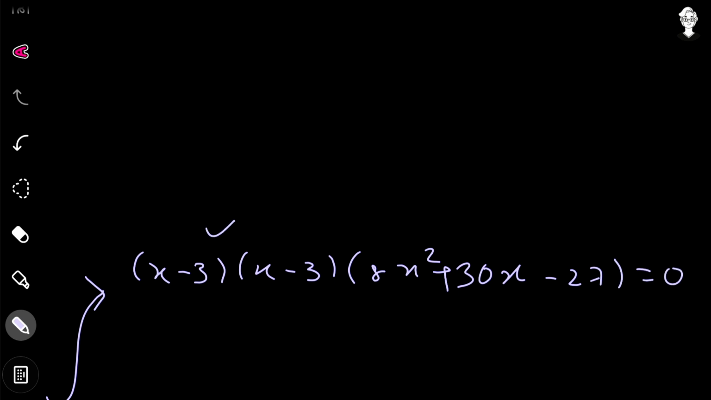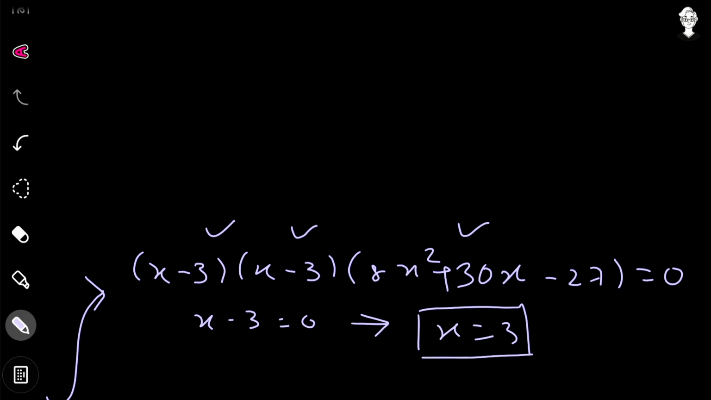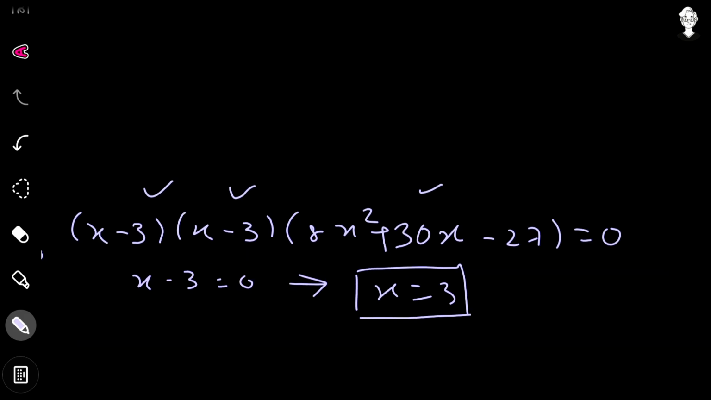Now we can equate this and this as equal to 0. So if we equate x minus 3 is equal to 0, we'll get the value of x as equal to 3. So now we have to equate this thing as equal to 0. So this is a quadratic equation, so we can even factor it out.